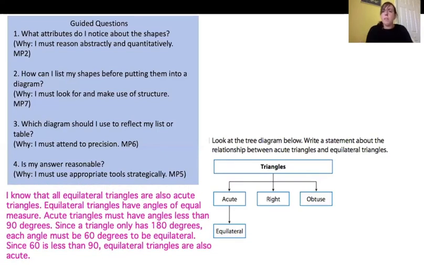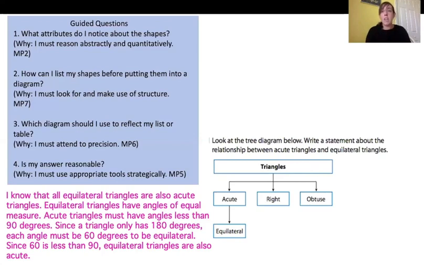Because I was able to do all of that thinking up front, I'm going to say, I know that all equilateral triangles are also acute triangles. Equilateral triangles have angles of equal measure, and we just said those equal measures would be 60 degrees. Acute triangles must have angles less than 90 degrees. Since a triangle only has 180 degrees, each angle must be 60 degrees to be equilateral. Since 60 is less than 90, equilateral triangles are also acute, okay?